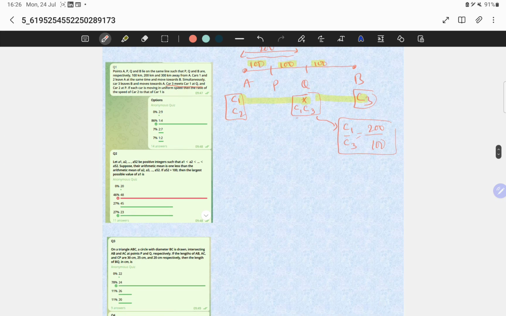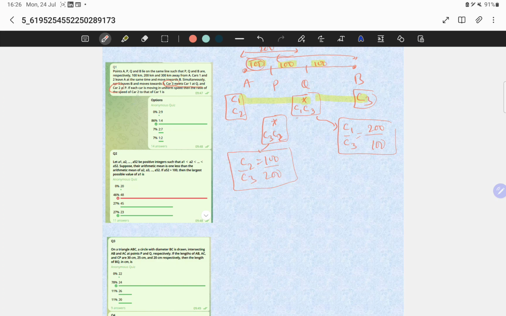Now it is given that car 3 and car 2 meet at P, so car 3 and car 2 will meet over here. Looking at the distances traveled by them, car 2 traveled this 100 and car 3 traveled from B to P, so 200. So C2 by C3 is 100 by 200.